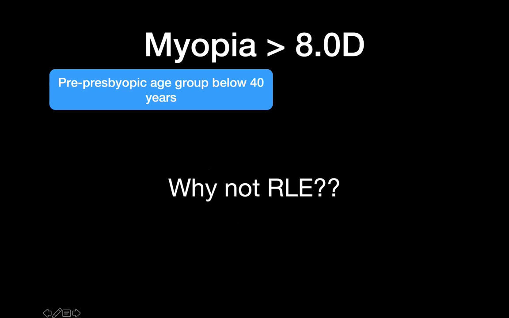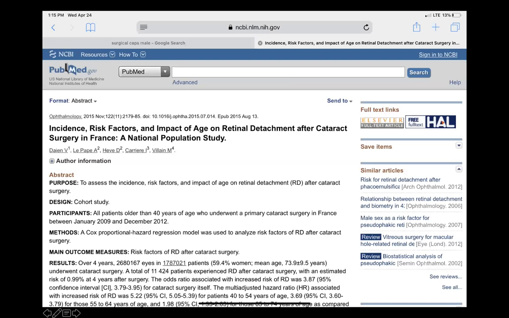So why not refractive lens exchange in these patients who are in the pre-presbyopic age and have myopia of more than 8 diopters? There have been many studies reported in the literature that correlate retinal tears, posterior vitreous detachment, and of course retinal detachment with removal of the crystalline lens in patients with high myopia.